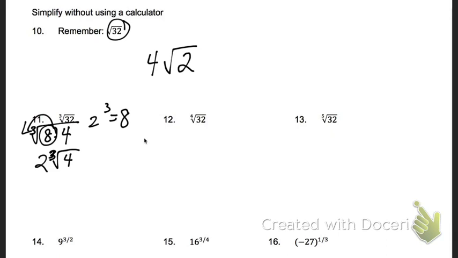So now we're looking for cubes, because there's a 3 here. So for number 11, we're looking for cubes. For number 12, we're looking for perfect fourth roots. 2 cubed times 4 equals 32.